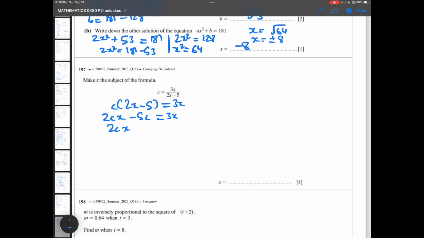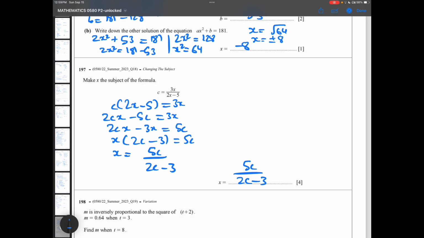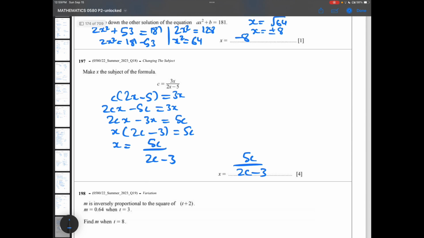It becomes 2cx minus 3x, and I'm going to shift positive 5c on the right hand side, so it becomes positive 5c. Now in 2cx minus 3x, we can see that x is common. So I'm left with 2c minus 3 is equal to 5c. Now if we shift this whole bracket 2c minus 3 to the right hand side, it will be divided with 5c. So it becomes 5c upon 2c minus 3. So x is equal to 5c upon 2c minus 3. I have made x the subject of the formula.